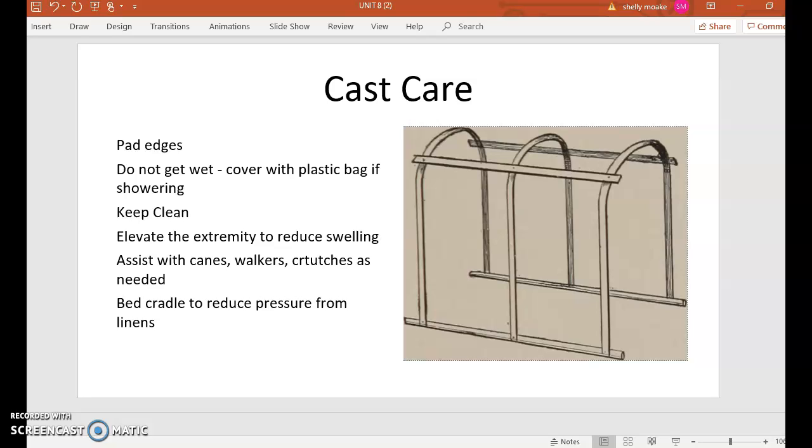There always should be padding around the edges. They are not to get wet, so if you have to give them a shower or anything, you're going to cover them with a plastic bag. You need to keep it clean, elevate the extremity to reduce swelling of wherever the cast is, and assist with canes, walkers, crutches as needed. Pictured there is a bed cradle. Sometimes they'll put that bed cradle under the sheets to just kind of protect the leg and keep the sheets and covers off of the cast.